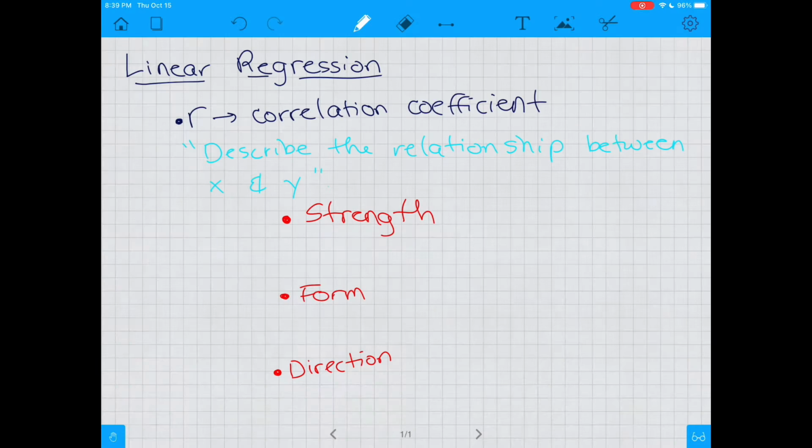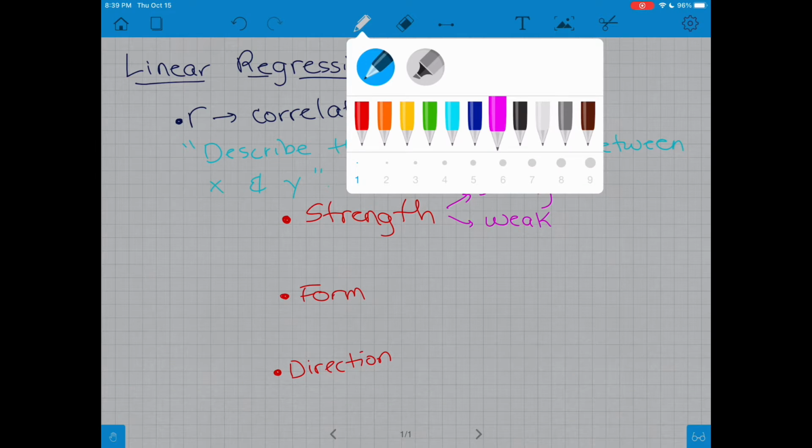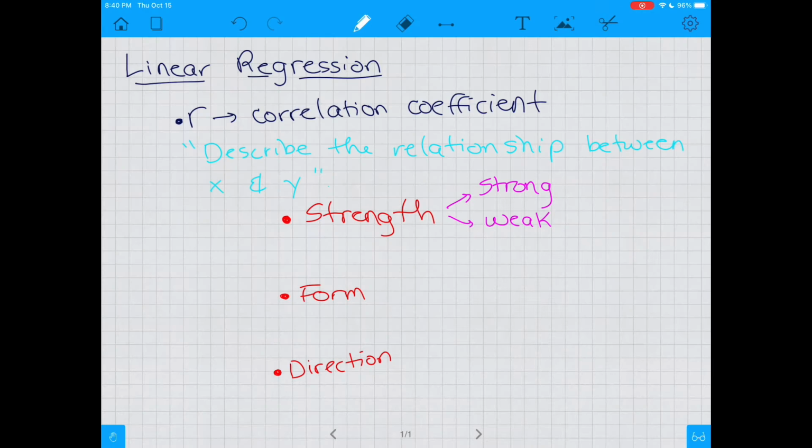So for strength, we have two options here. It is either strong or it is weak. There is no in between. There is no moderate strength. There is no middle ground. We are either strong or we are weak. Now, usually the cutoff to determine this, I usually just use 0.5. Anything greater than 0.5 is strong. Anything less than 0.5 is weak.